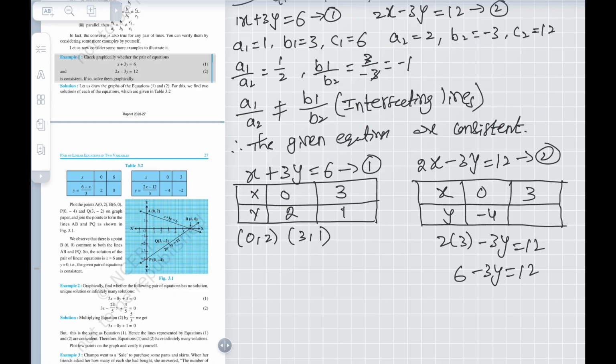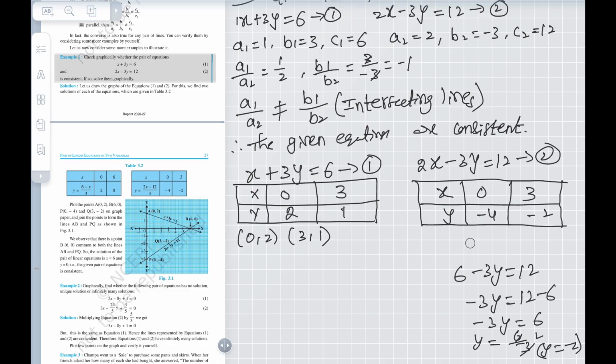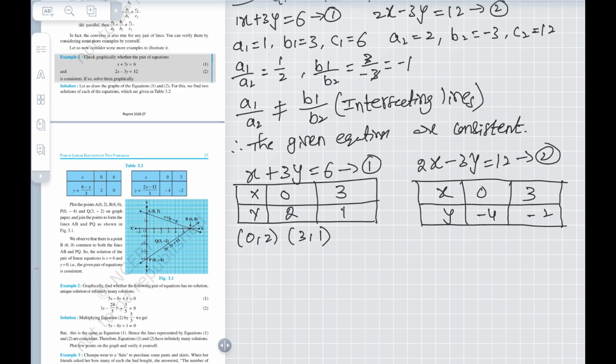So 6 plus 6, it becomes minus 6. So minus 3y equals 12 minus 6, which is 6. So y equals 6 by minus 3, so 3 ones are 3, 3 twos are 6. Then it becomes y equals minus 2. Y equals minus 2 we got. So only 2 points are enough for us to draw the graph, which means a straight line.